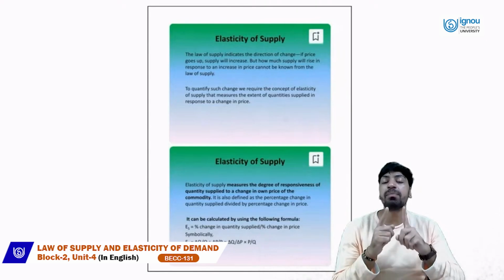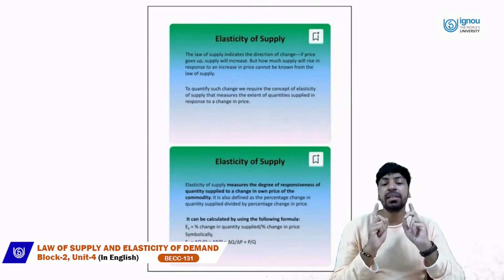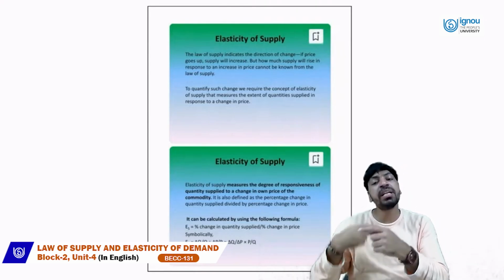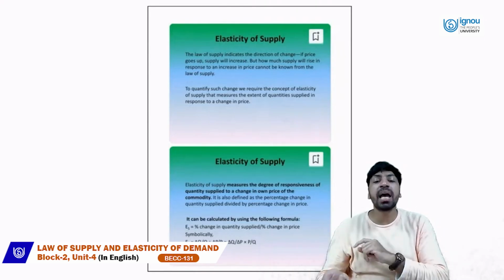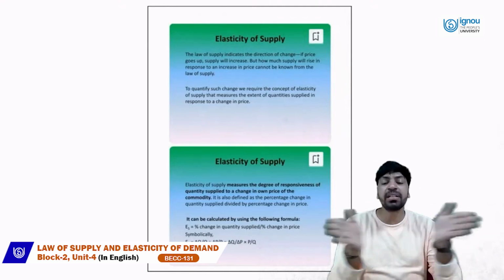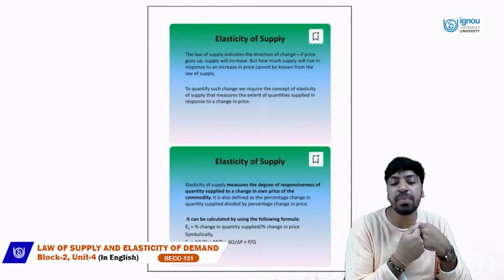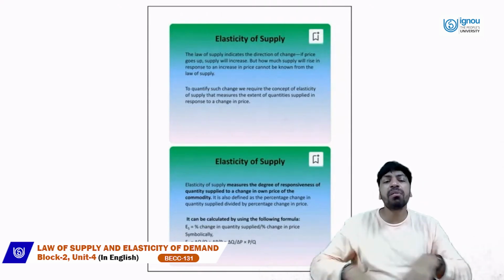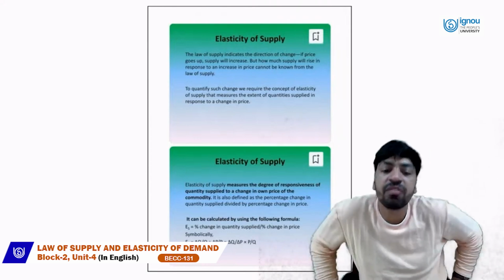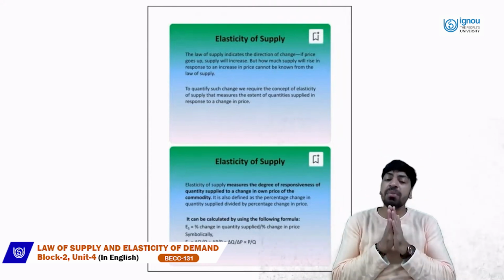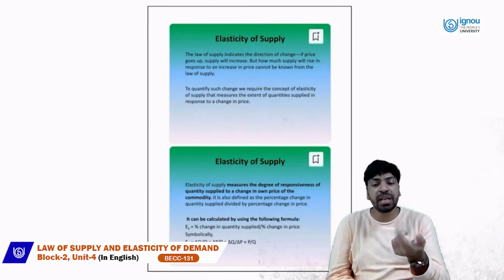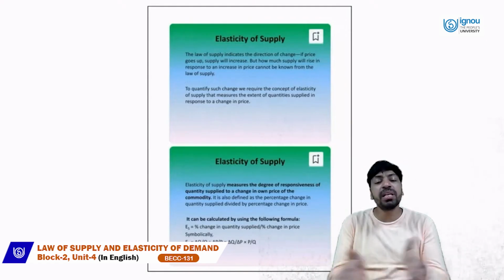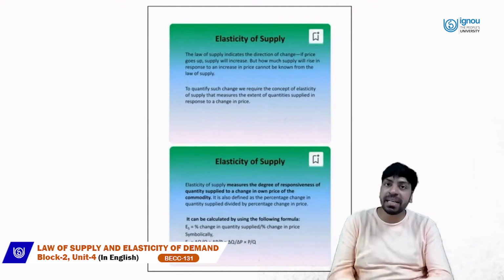Q stands for quantity supplied of the last unit, and delta Q is the difference between the quantity supplied of the next unit and the quantity supplied of the last unit. Whatever the difference between these two quantities supplied, that's called delta Q. Delta P is the difference between the price level of the next unit and the price level of the last unit. That's called delta P.